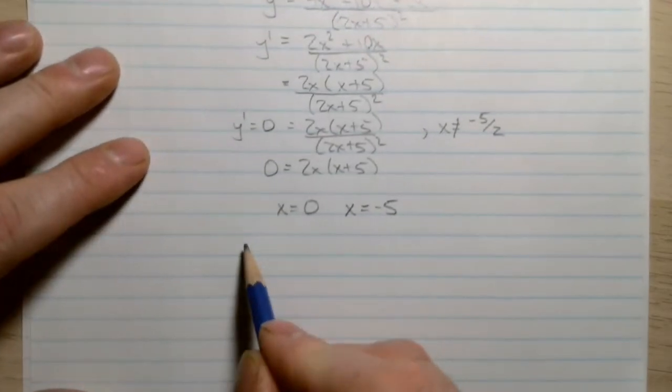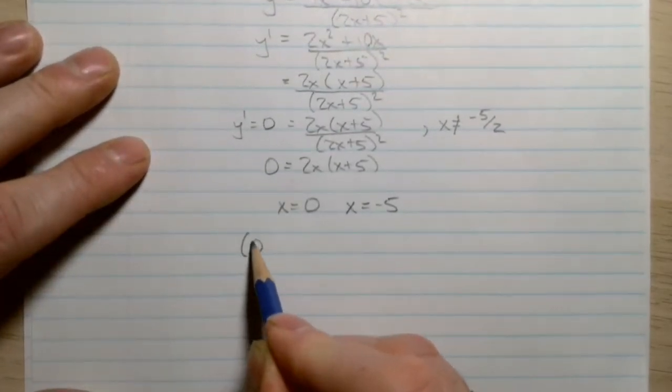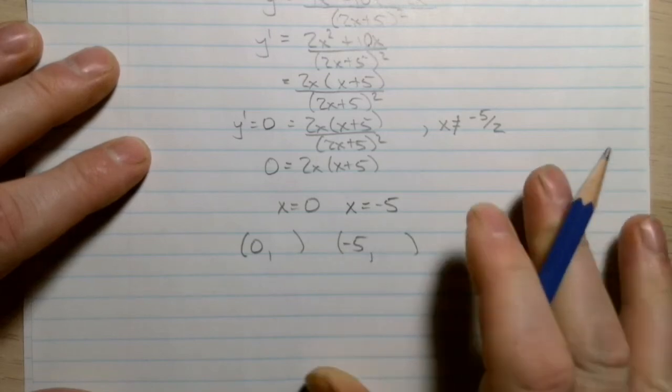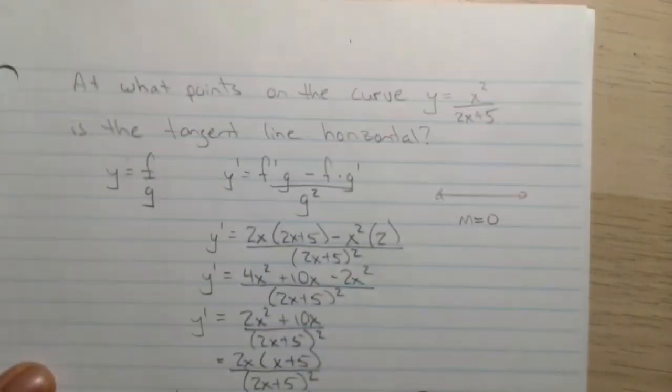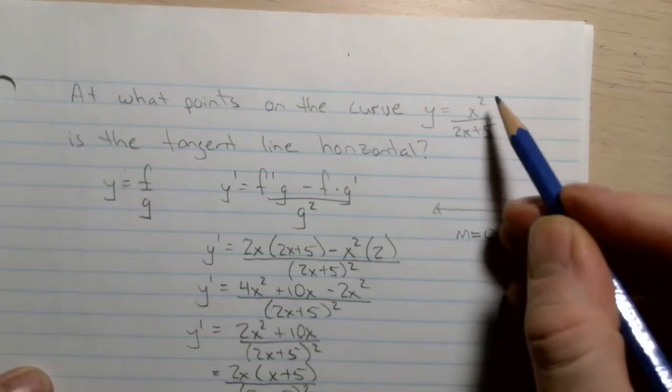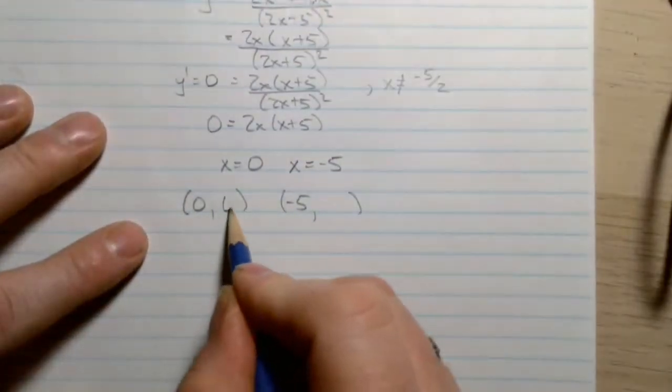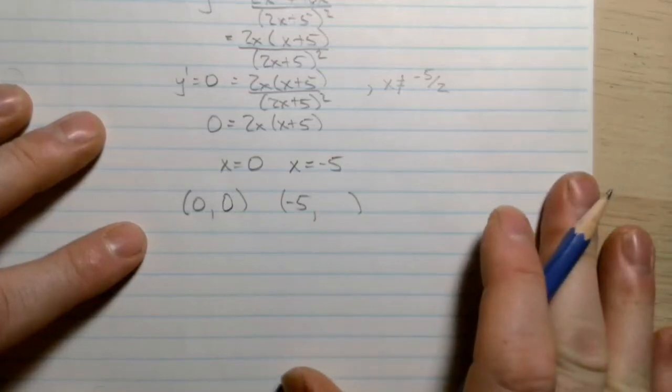So now I just need to figure out what the points are. I've got 0 here, and I've got negative 5. So now let's go up to our function, because remember, we go up to the function to get the point. If I plug 0 into that, because of that numerator, this is just going to go to 0. So the origin is a spot where this occurs.